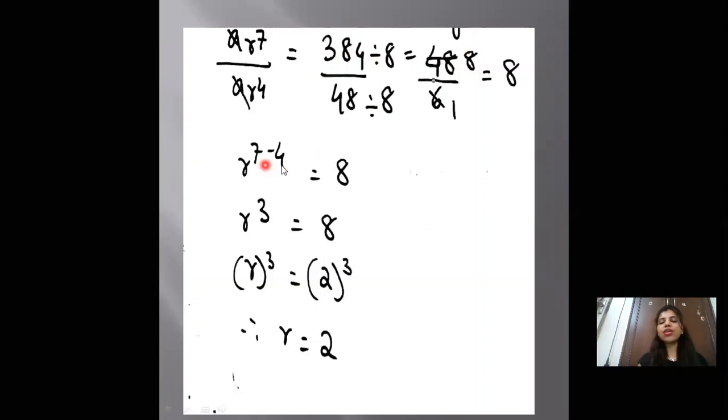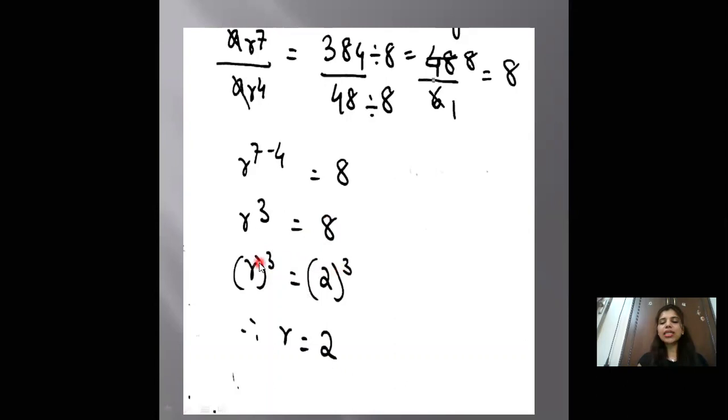Now R raised to 7 minus 4 is R raised to 3. That is what you have got, 8, over here. So now you convert 8 in the form of something raised to 3, so that the indices are the same, then the bases become the same. So I have written 8 as 2 raised to 3.